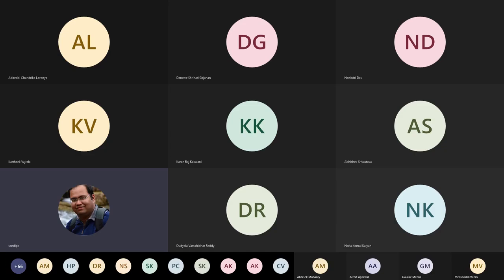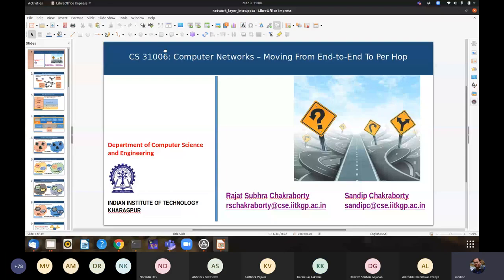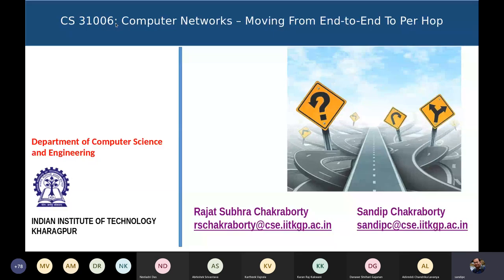Okay, so good morning to all of you, and I think this is my first meet with you in the theory class. So RSC has covered up to the transport layer, and I will start with the network layer of the protocol stack, and from that aspect, I will try to conclude this course after moving to the MAC layer.